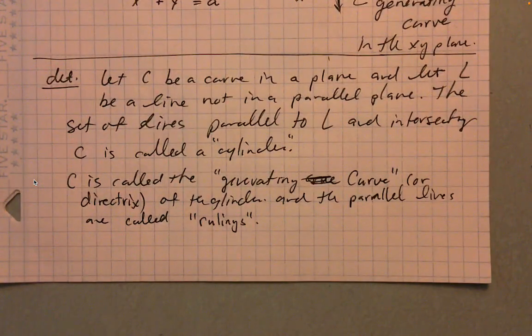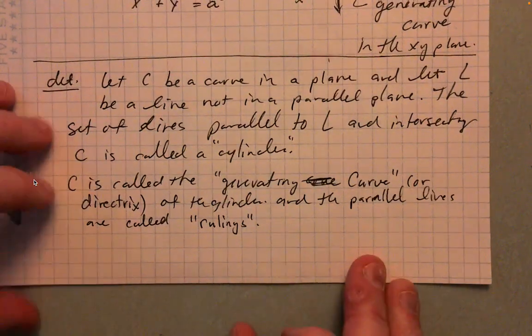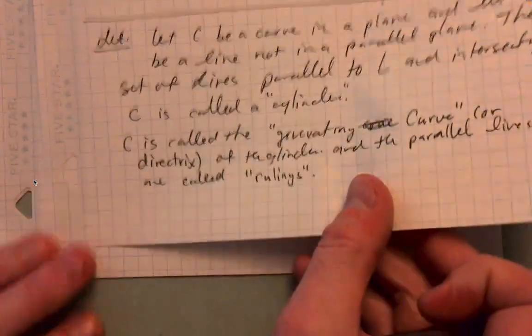Now, the generating curve doesn't have to be a circle. It can be any shape you like, and it's still technically a cylinder, a cylinder in space. We'll get into a few examples in a second, and we'll see what this looks like. But let's talk about this in just a little more detail.